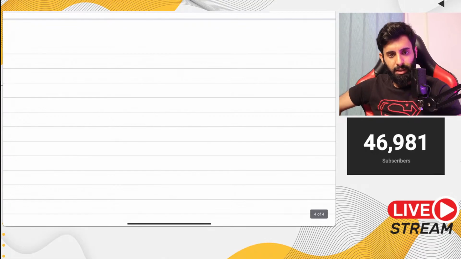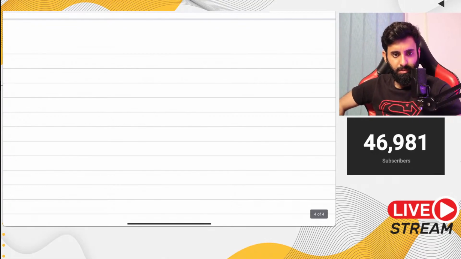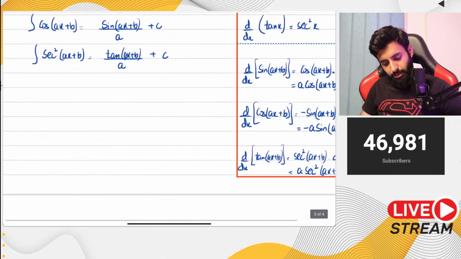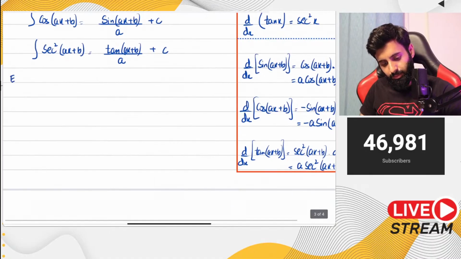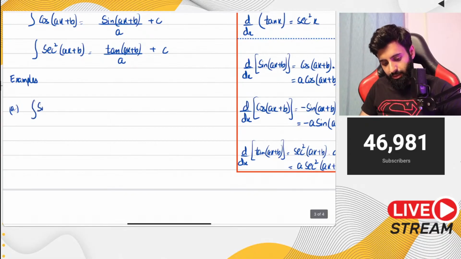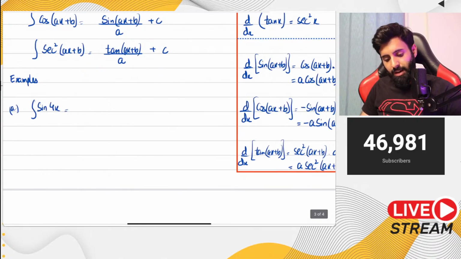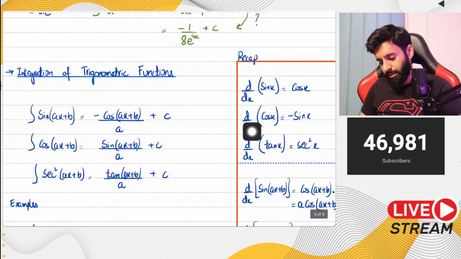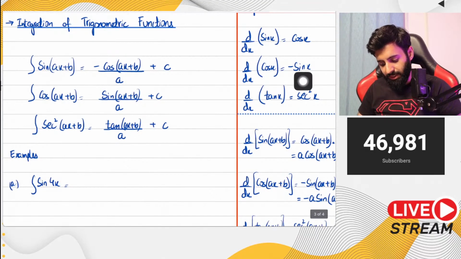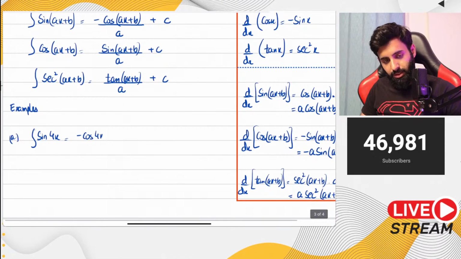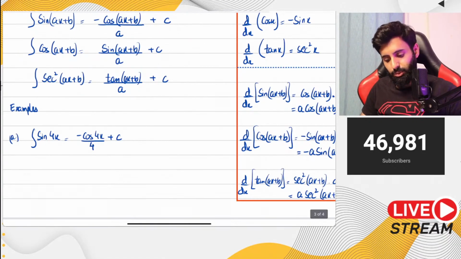So let's do a few examples of this as well. Let's say you have to integrate sine of 4x. Like I said, you don't have to memorize both the differential and integral. Just memorize the differential and that's good enough. If the differential of cos x is minus sine, then the integral of sine x will be minus cos x. So this is going to be minus cos 4x divided by the differential of the angle, and then don't forget the plus c. So there you go. This is what you end up with.